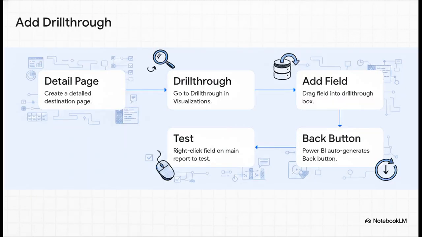By following these 5 structured steps, you are building a highly logical deep dive pathway. You create your detail page, drag your target category into the drill-through well, let the software automatically generate a handy back button for easy navigation, and then just test it out. It is the ultimate way to keep your main dashboard clean and executive-friendly while still fully satisfying that deep analytical need for granular, row-by-row data.